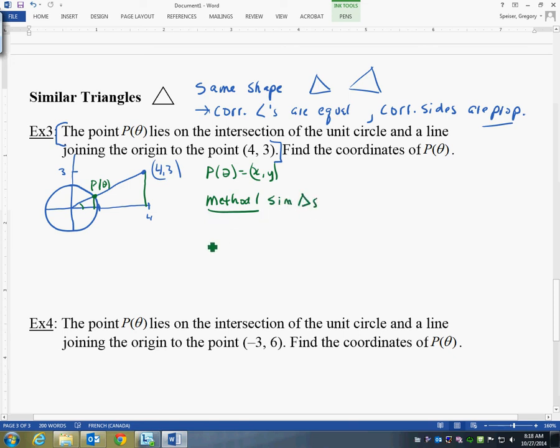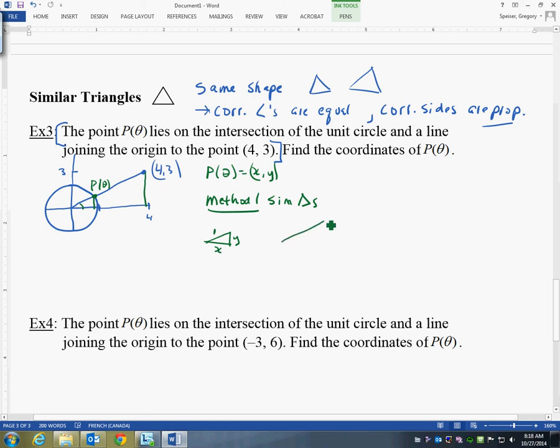Okay, so we'll have, there we go. This side of our triangle is going to be whatever our x value is, right? We need to find out what x and y is at this point. P theta is equal to x comma y, and this is our x value, so here is our x and there is our y. I drew that triangle kind of small, and it is similar to the big triangle here.